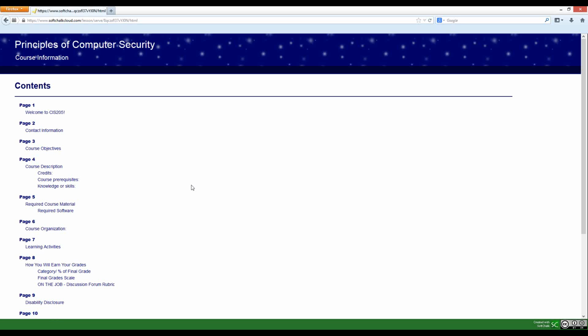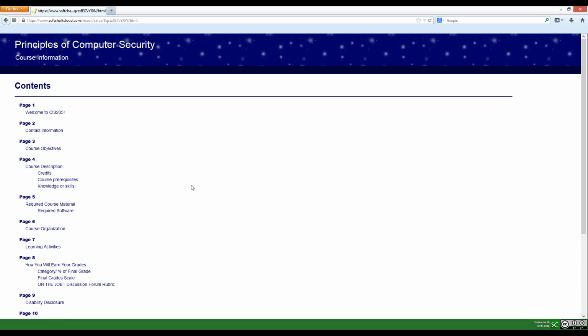But I think that Loretta's example here does a really nice job of using the capabilities of SoftChalk to provide students with the kind of course overview and introduction that the Quality Matters Standards look for. So that's why we chose to showcase it today as our example of best practices for using both SoftChalk and Quality Matters General Standard 1.